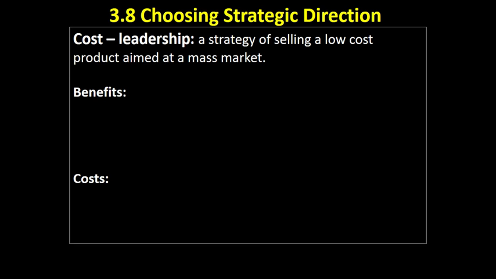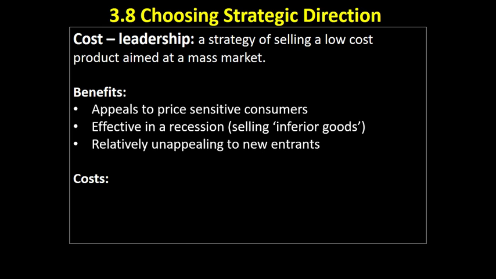So what are the benefits of this cost leadership strategy? Well, there's a very clear target market. We're aiming for price sensitive consumers, which is particularly effective in a recession. We're selling inferior goods. Remember, I'm not saying that the products are of poor quality. This is a term related to income elasticity of demand. If a product has a negative income elasticity of demand, it means it's an inferior good. And as incomes go down, the sale of those products, the quantity sold, rises. So this is an effective strategy in a recession when real incomes might be falling.